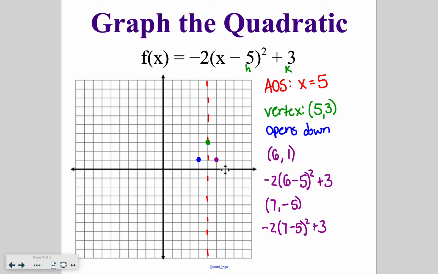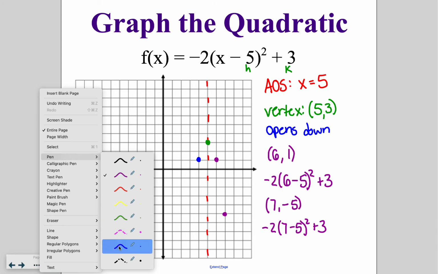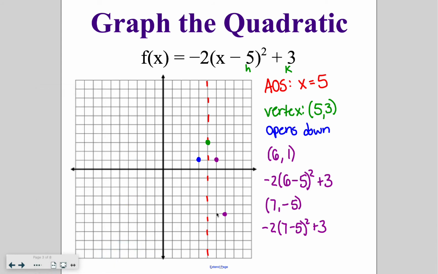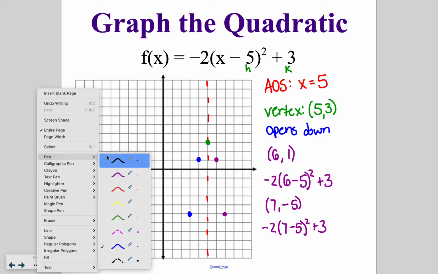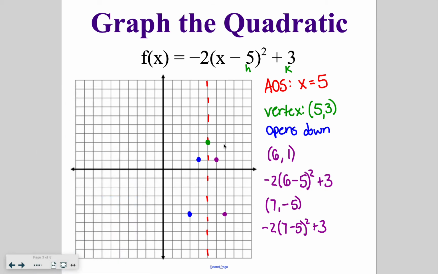So that means when we go over to 7, we go down 1, 2, 3, 4, 5. Again, parabolas are perfectly symmetrical. So on that same horizontal line, it's 2 to the right. So the opposite point is 2 to the left. Now the last piece is connecting those points into that U shape.